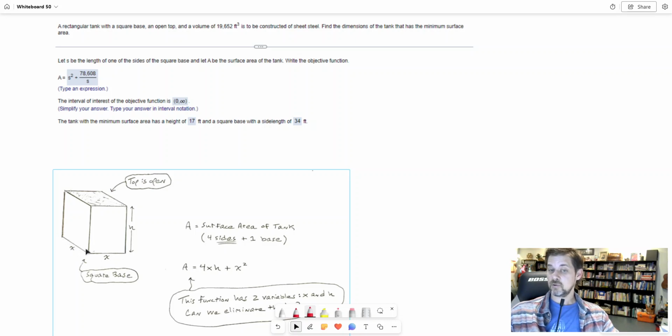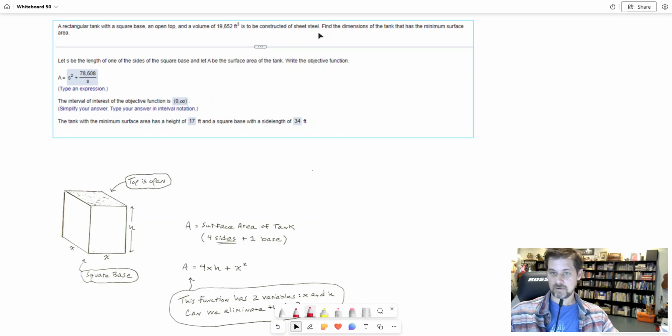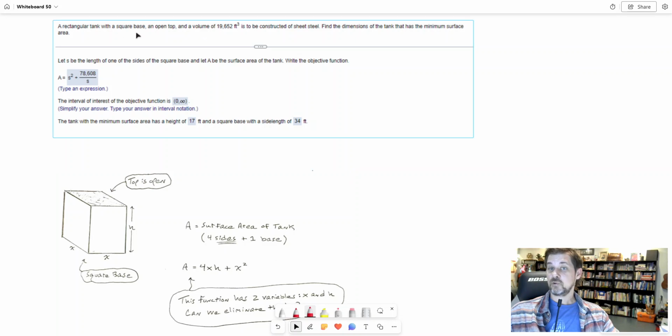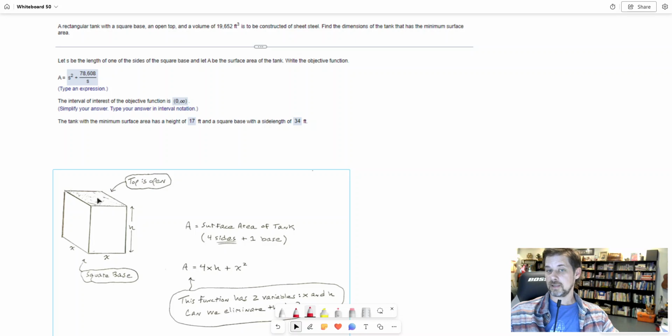So on this square base, I'd say that side is x, and this side is also x. I don't know what it is, it's not given in the problem, but I need to call it something, so I'll call it x, okay? Now there's another edge over there, that's also x, and there's one in the back, and that's also x. All right, so it's got a square base and open top, so I could think of it like there's no lid on this box. So I did a little shading there as if to say there's nothing up there. There's four sides to this tank or box, and then there's a base.